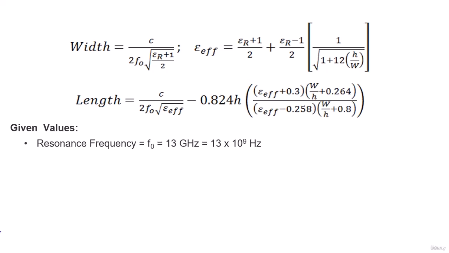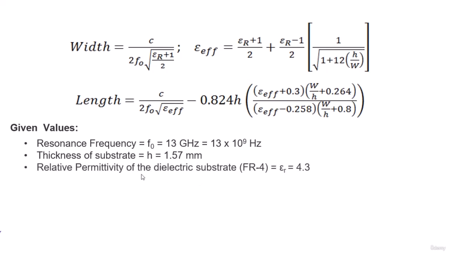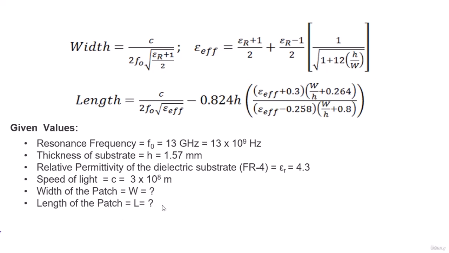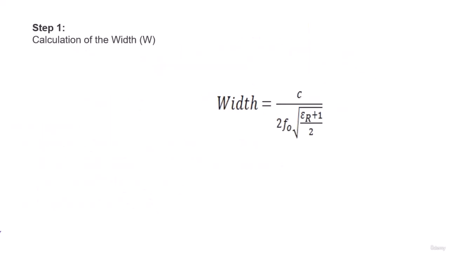The given value of the resonant frequency is 13 GHz, which is 13 into 10 raised to the power 9 Hz. The thickness of the dielectric substrate is 1.57 millimeter, which can be represented as 1.57 into 10 raised to power minus 3. Similarly, the relative permittivity of the dielectric substrate, which is FR4 in this case, represented with epsilon r, is 4.3, and the speed of light, as we know, is 3 into 10 power 8. So we will calculate the width of this patch antenna, and then the length.